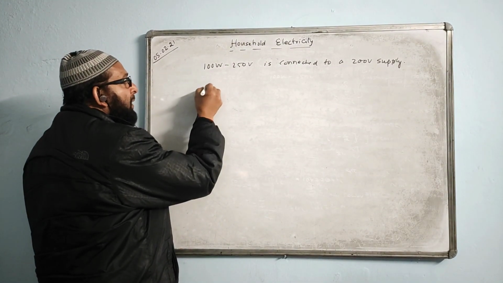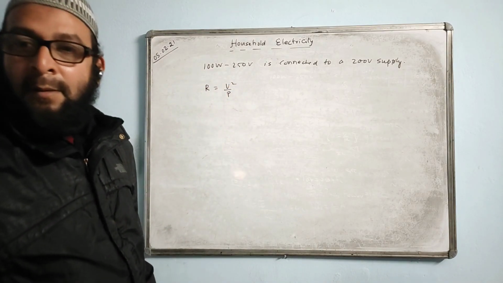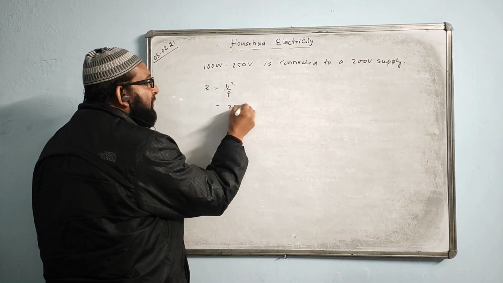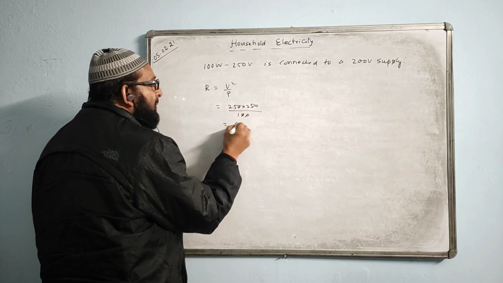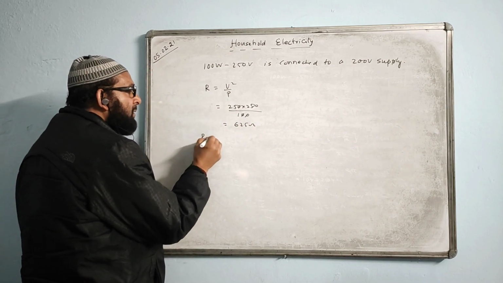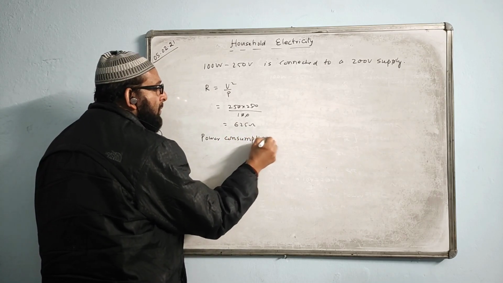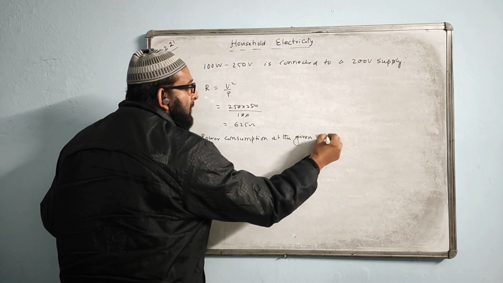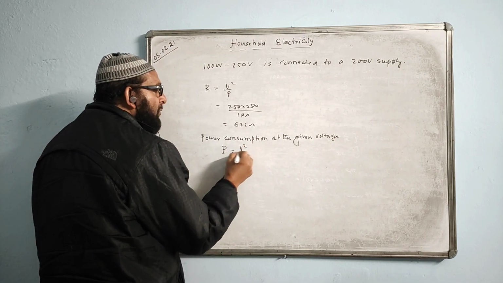So we will use the formula R is equal to V squared by P. The value of voltage is 250, so 250 into 250, and power is 100. The resistance is coming 625 ohm, the resistance of the filament of the bulb. Now we will find the power consumption at the given voltage. To find the power consumption at the given voltage, we apply the formula P equal to V square by R.